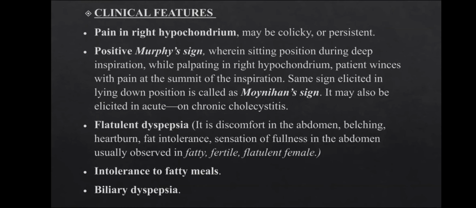In addition, flatulent dyspepsia, that is discomfort in the abdomen, intolerance to fatty meals, and biliary dyspepsia will be present in this condition. The main thing is the Murphy sign. Once again, the examination point: the patient is asked to sit, take a deep inspiration, and we palpate in the right hypochondrium. On palpation the patient winces with pain, due to contact of the inflamed gallbladder with the palpating fingers. The other name is Moynihan sign when it is done in the lying position.